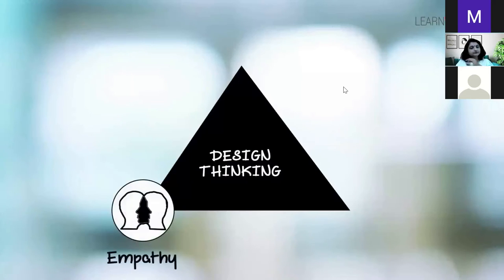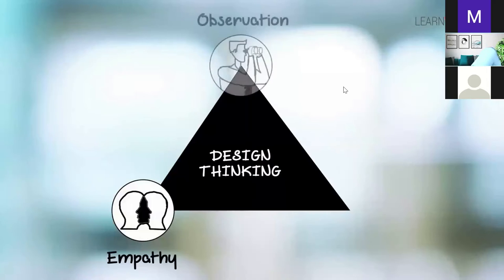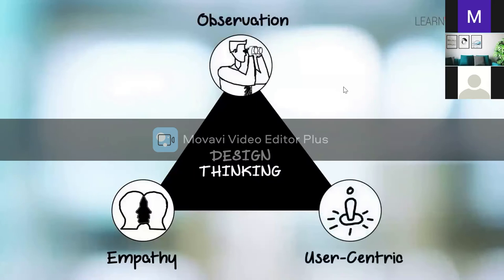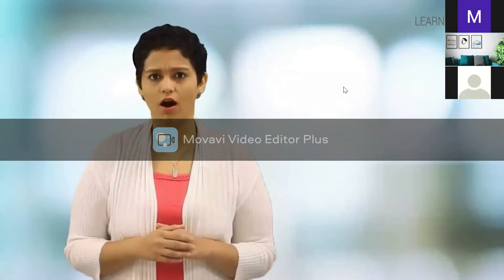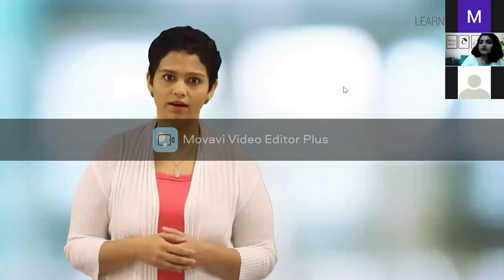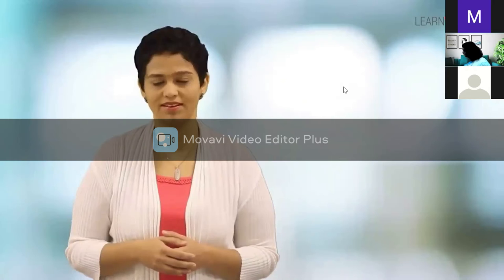Are you wondering what empathy has to do with design thinking? Well, it is the main principle of design thinking. The other principles are observation and user-centeredness. Wait. Are you thinking, oh my God, how boring? Again, some more principles. Don't write me off yet, please. I will not bore you with a lecture on these principles. You know what I will do? I will tell you some stories.